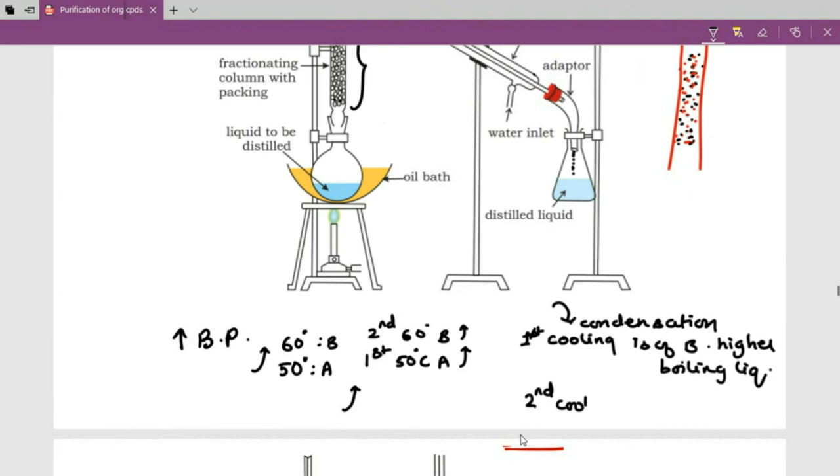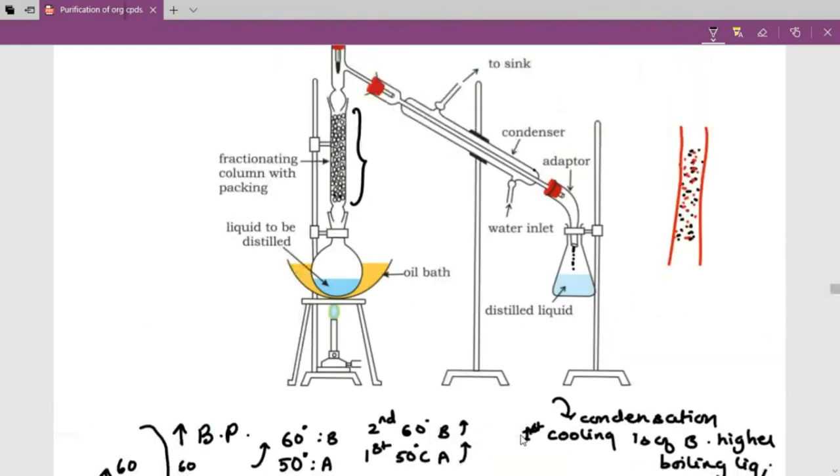Second cooling will be of A, which boiled off at 50 degrees. Because when you are going from down to up, you will cross 50 first, then you'll move to 60. But when you are coming from upper to down, you'll cross 60 first, and then you'll reach 50. Okay, so what will happen when we go like this? The one which has a higher boiling point will lose its heat and will start forming a condensate.